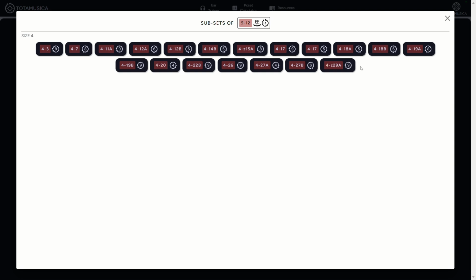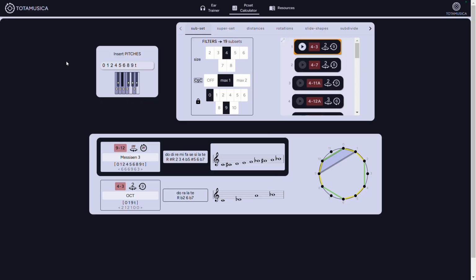Not only does this method allow us to easily spot all the traditional chords, but it also enables us to explore all those less common tetrachords that do share the same defining features of being subsets of Messiaen's third mode, having no consecutive semitones, and including the notes C and A within their pitch sets.